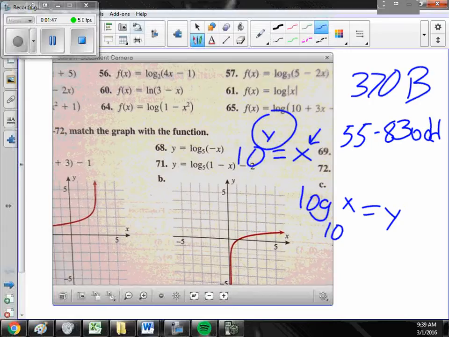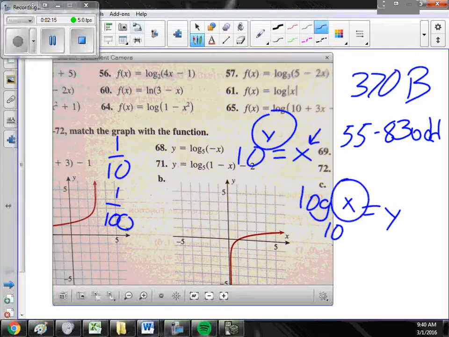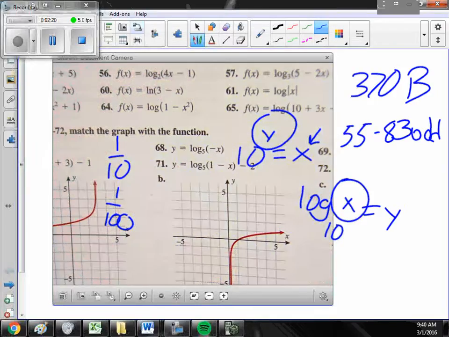Could it be 0? No, there is no way to multiply 10s together and get a 0. Could it be 1? Yes, 10 to the 0 is 1. Could it be a fraction like 1/10? 10 to what power is 1/10? Negative 1. Could it be 1 over 100? 10 to the negative 2 is 1/100. So we know that the stuff on the inside here has to be positive. And we say positive, strictly positive, meaning 0 doesn't count.